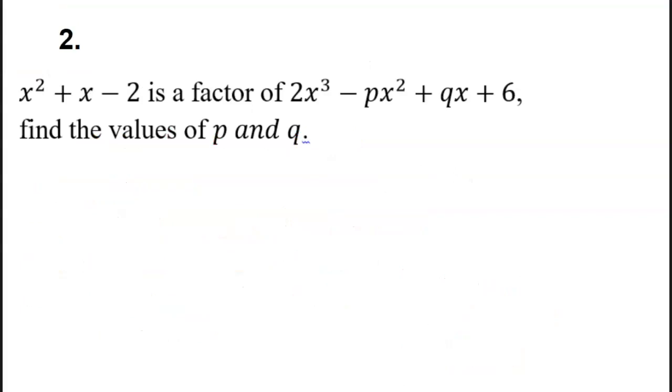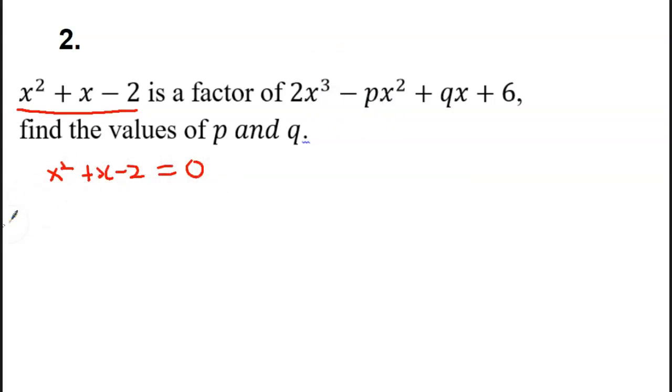Let's look at the second example. x squared plus x minus 2 is a factor of the polynomial 2x cubed minus px squared plus qx plus 6. We have to find the values of p and q. This time the divisor is a quadratic, so we go by the factor theorem. If this is a factor, it means that when we equate x squared plus x minus 2 to 0, and we find x, and we put it in the polynomial, we are supposed to get 0.